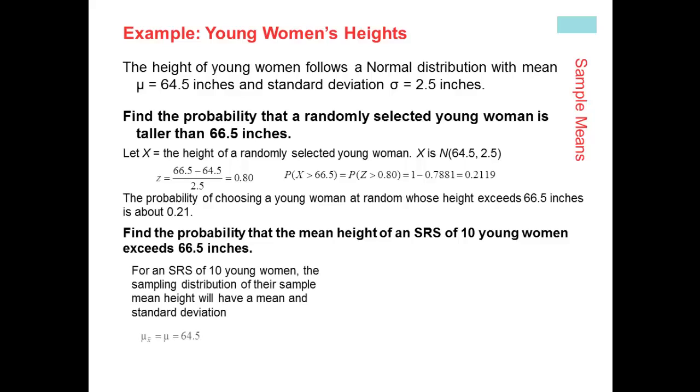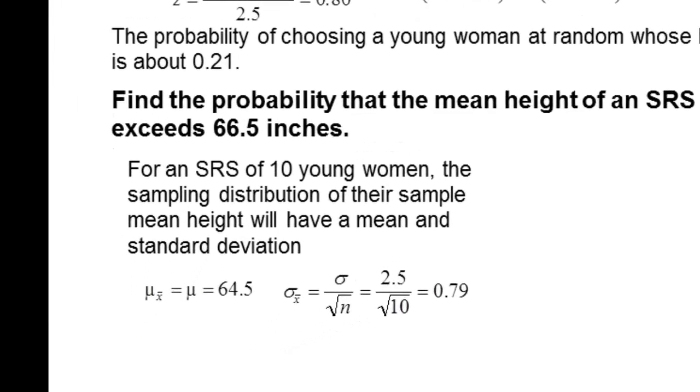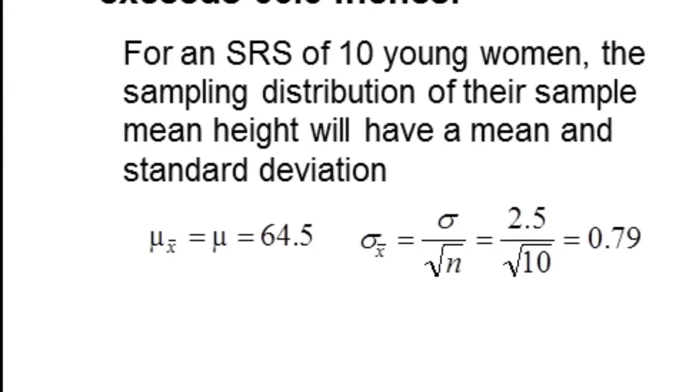This no longer deals with the population distribution. It's going to be dealing with the sampling distribution of a sample mean. So for a simple random sample of 10 young women, the sampling distribution of their sample mean heights will have a mean and standard deviation that's given below.